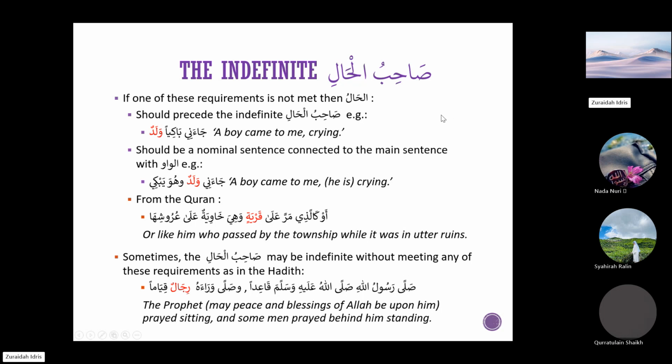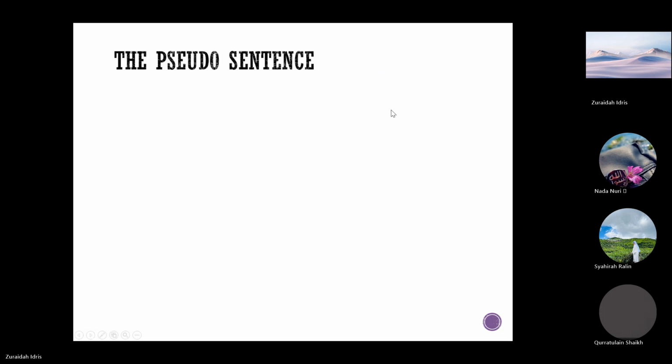Okay, the last thing we're going to talk about is the pseudo sentence. Now, there's always some, not to say argument, the difference of opinion when we look at the shibhu jumlah. So, what's the definition of a shibhu jumlah? Does anybody know? It comes in two forms. What are the two forms?